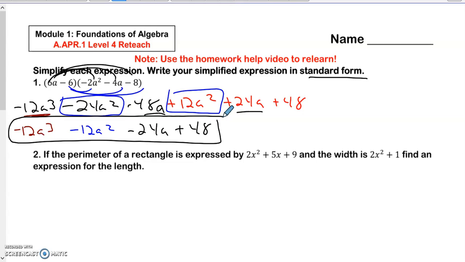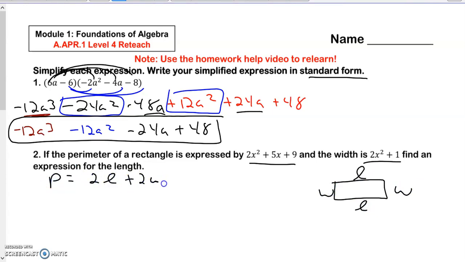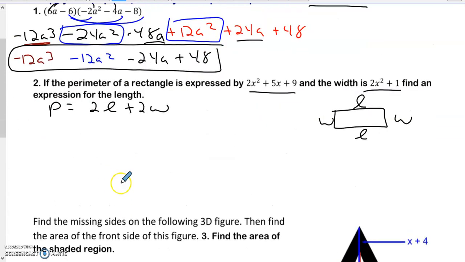So if you take a look at this, it says the perimeter of a rectangle is expressed by this, and the width is this. So I'm just going to go over what the perimeter of a rectangle is. We know it's the length, the width, and the width. So if I was going to write up a formula, I know it's 2L plus 2W is going to get me the perimeter of the rectangle.